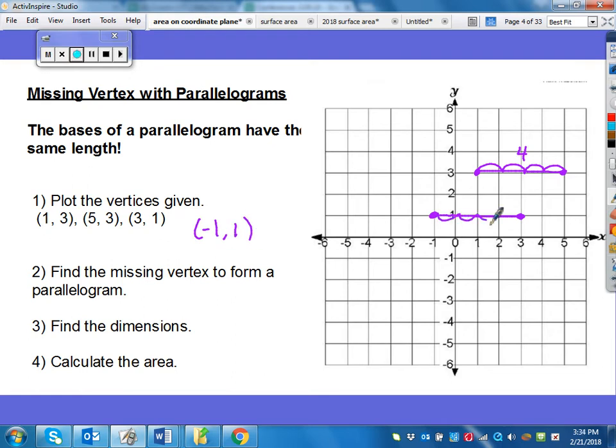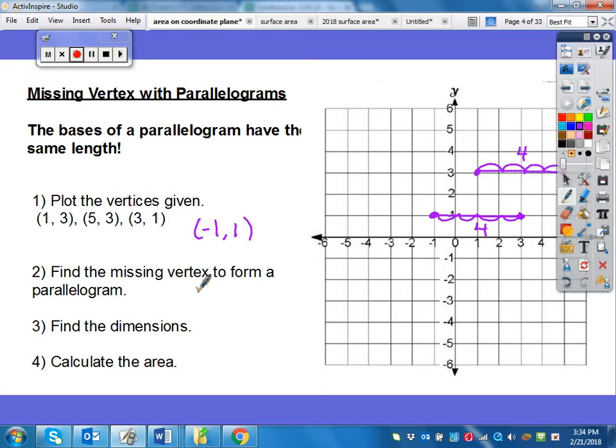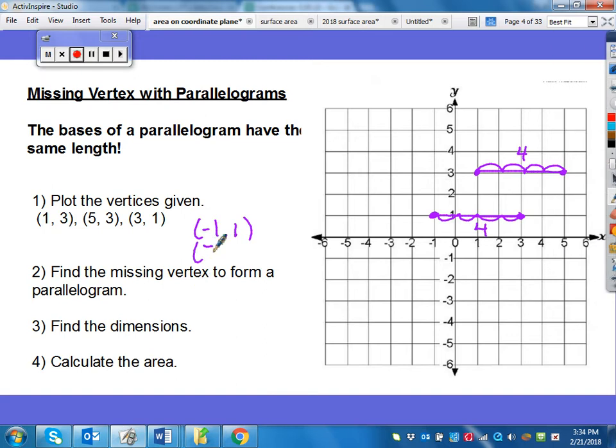The bases of parallelograms are the same. I could have gone 4 in the other direction, and that would have gotten a 7, 1 as well. That would have also made this parallelogram. When I have the parallelogram, I have 4 times 2. The area is 8 square units.